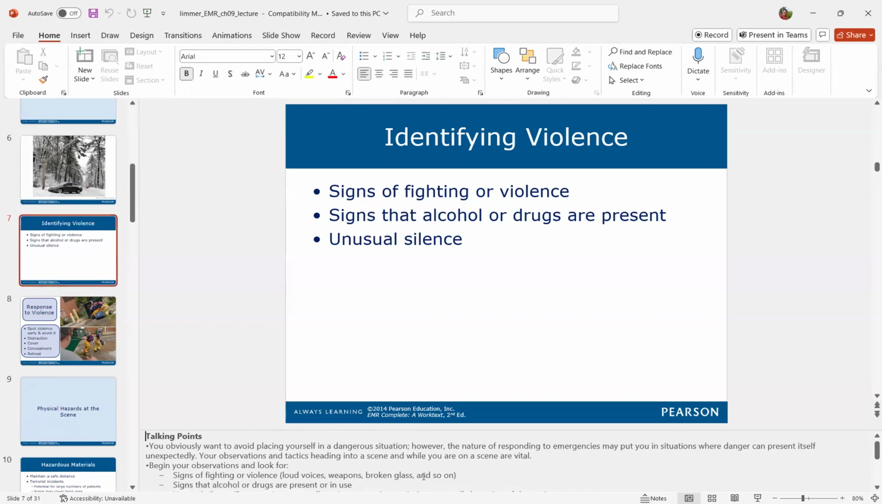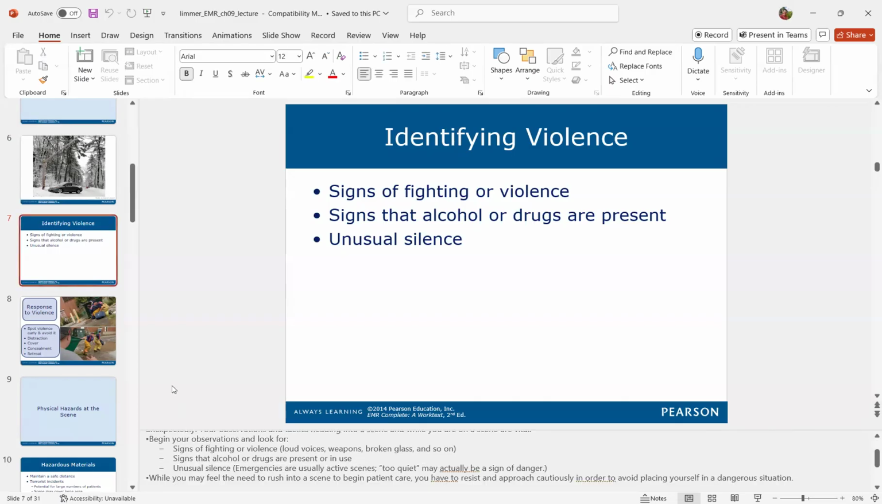Signs that alcohol and drugs are present or in use in that area. An unusual silence. Sometimes things can be too quiet, right? You get up and you feel like it should be more busy than this. So while we feel the need to rush into scenes to start patient care, because this is why we're doing this, right? We want to do patient care.